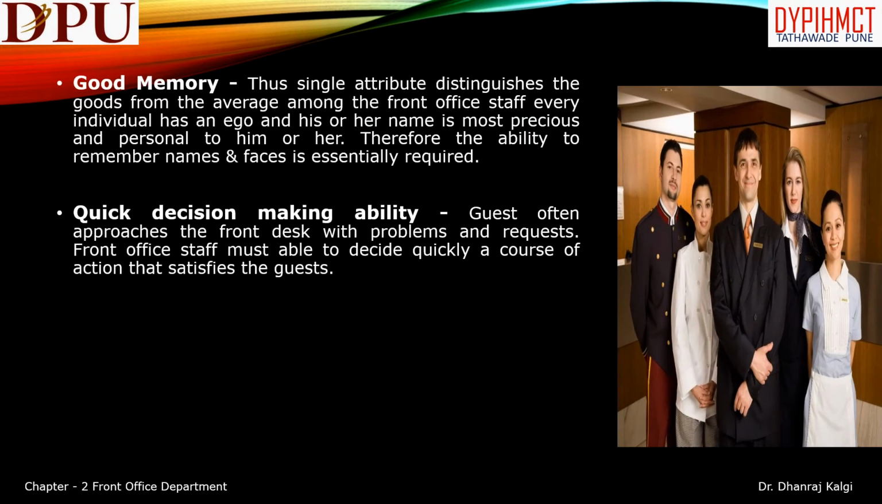Good memory. This single attribute distinguishes the good from the average among the front office staff. Every individual has an ego and his or her name is most precious and personal to him or her. Therefore the ability to remember names and faces is essentially required. Quick decision-making ability. Guests often approach the front desk with problems and requests. Front office staff must be able to decide quickly a course of action that satisfies the guests.